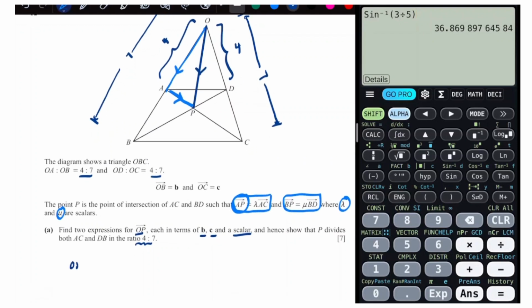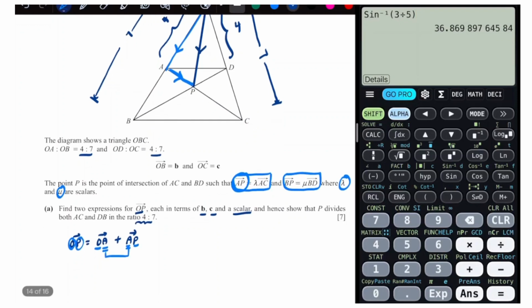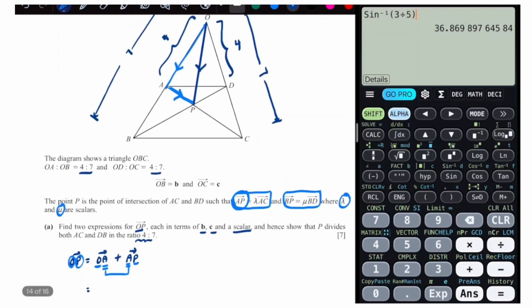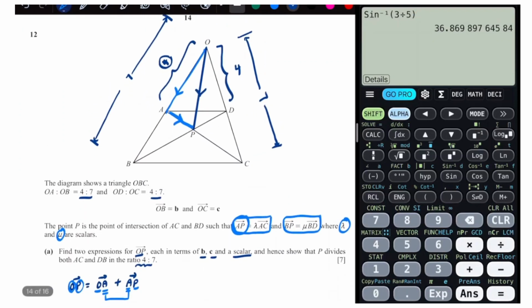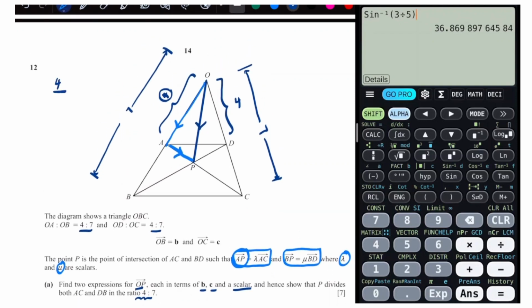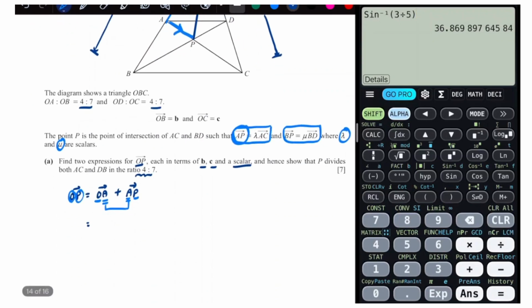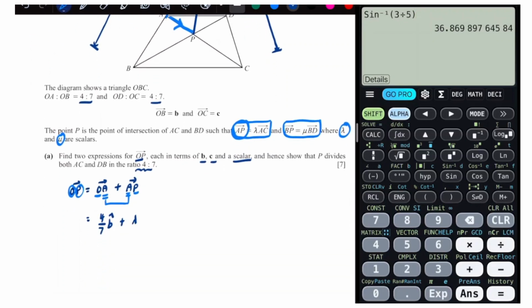So OP will be OA plus AP. The direction is very important. Whenever it's OP, you should start from O and always end with P, and make sure the A in the middle connects them. OA given to us is 4 over 7, so it's 4 out of the total 7 of OB. That is obvious. It should be 4 over 7 B. So OA is 4 over 7 of B. Let's write it down: 4 over 7 B plus AP. Given AP is lambda AC.